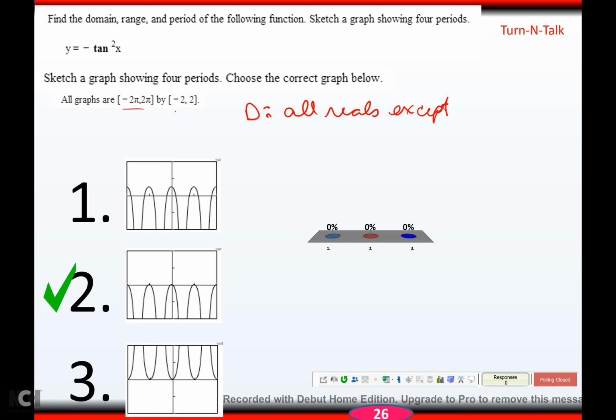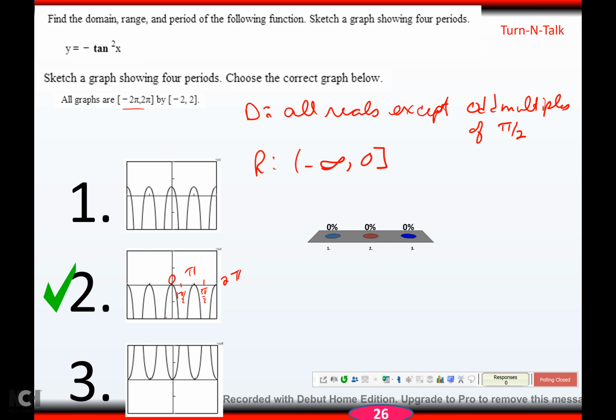and again, all graphs are negative 2 pi to 2 pi, so this is 0, this is 2 pi, so this is pi. So in between would be pi over 2, this would be 2 pi over 2, this would be 3 pi over 2. So you can see at all odd multiples of pi over 2, my function is defined. Your range is going to go from negative infinity to 0.